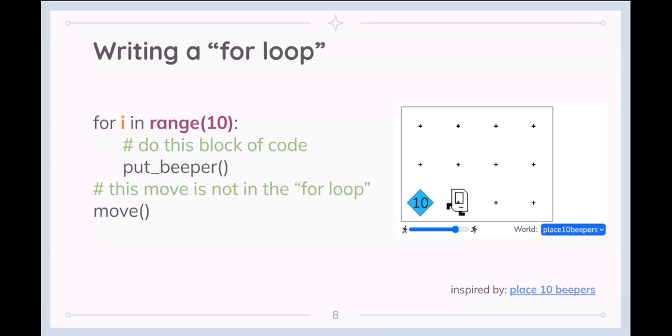Someone says, what is a while loop? A while loop is similar to a for loop, but it's indefinite. So you're doing the block of code over and over again.